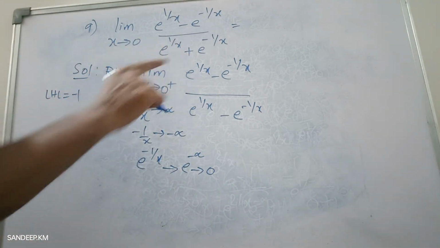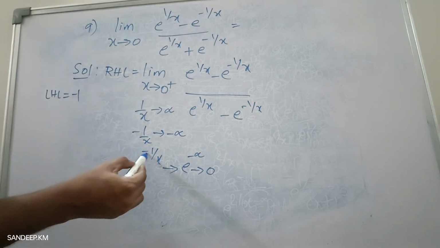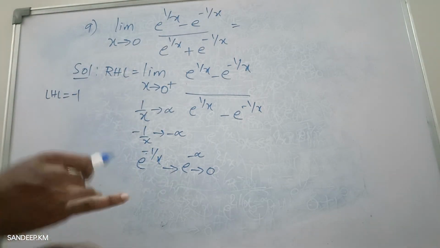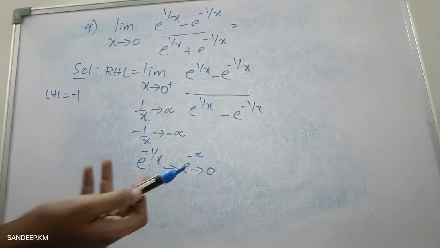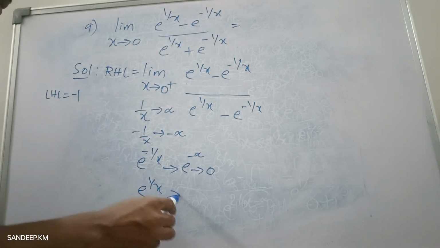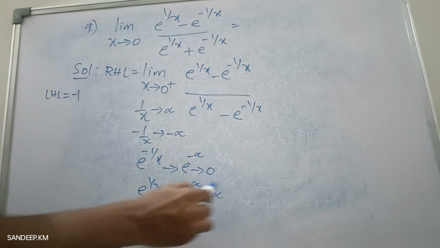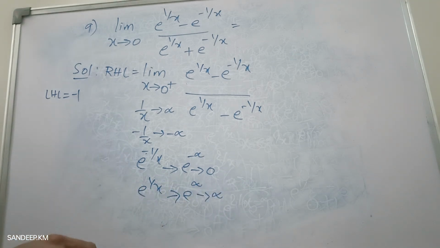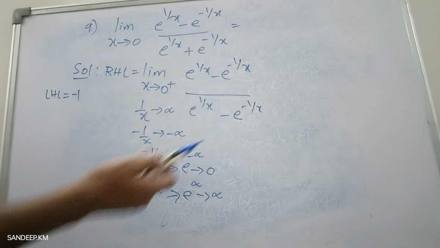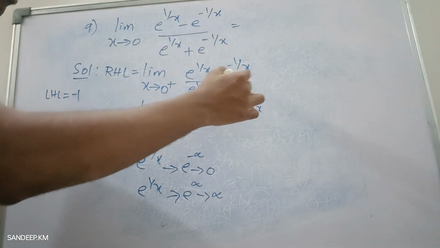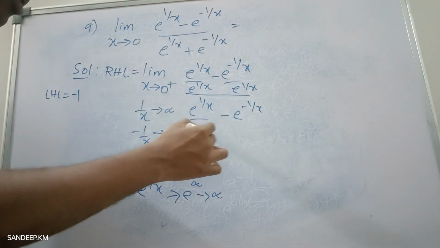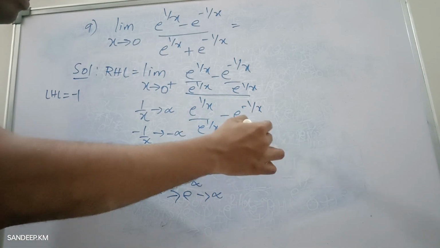So in this particular question, what should be there? E power minus 1 by x should be there. And what should not be there? You know very well. E power 1 by x should not be there, because e power 1 by x is approaching e power infinity, which is infinity. We should not have e power 1 by x. So with what shall I divide in numerator and denominator? Obviously you should have understood. Divide the numerator and denominator with e power 1 by x, because you don't want e power 1 by x.